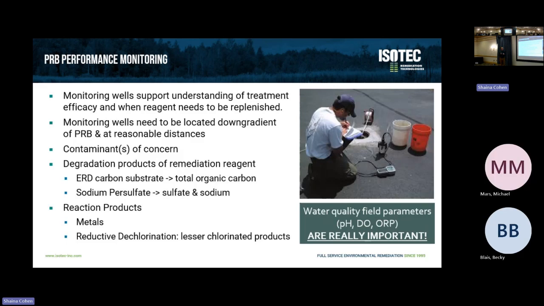Of course, we want to look at our chemical of concern. We also want to look at some of the degradation products. If it's reductive dechlorination, we can look at carbon. If we're looking at a sulfate PRB, we can look at sulfate, sodium and some other reaction products as well. Another reminder: water quality field parameters, pH, DO, ORP, are really, really important. So don't forego those. There's a lot of information in there.